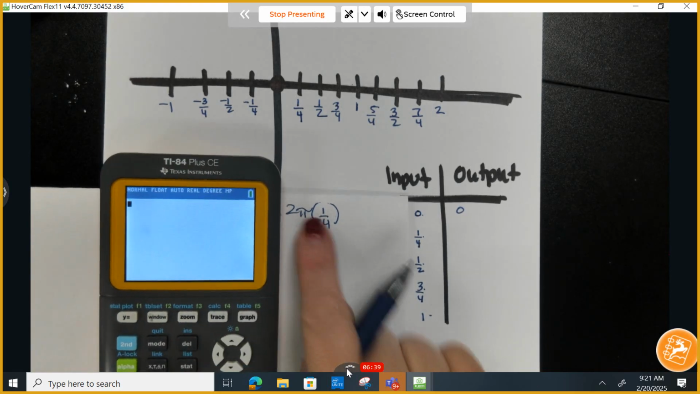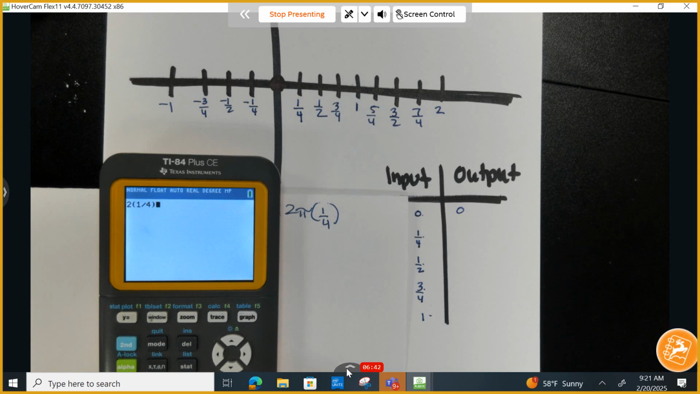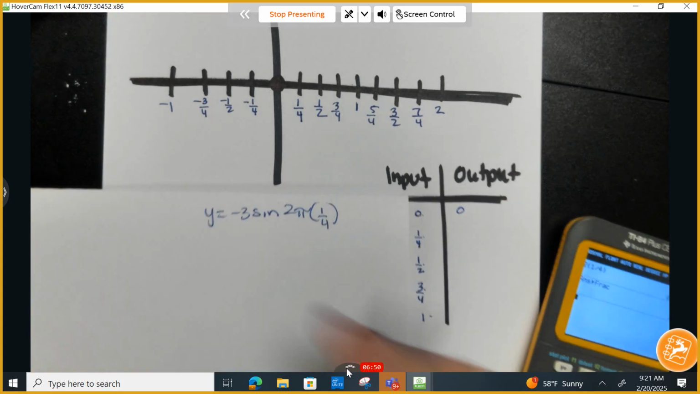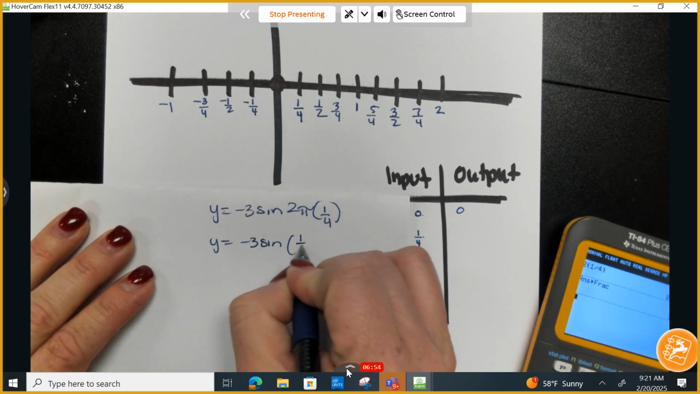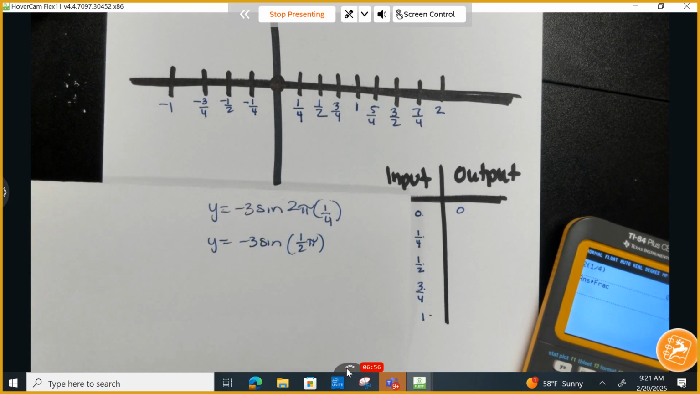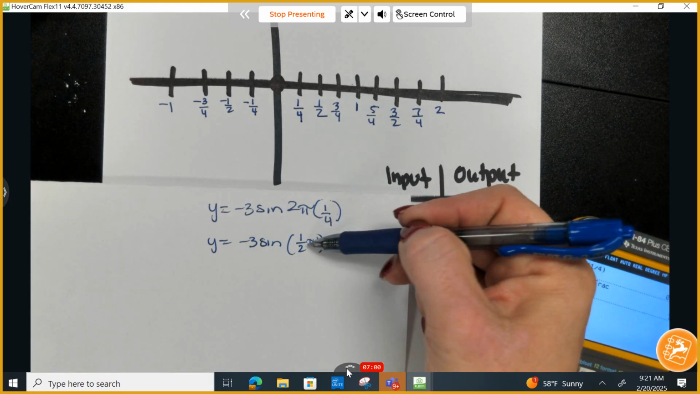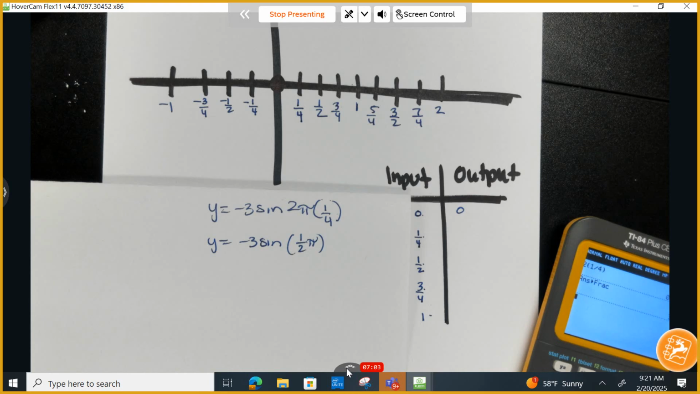Forget about there being a pi symbol. We're going to take 2 times 1/4. If I get a decimal, I'm going to turn it back into a fraction. Okay, so I get 1/2. So let me rewrite this. This is y equals -3 sine of 1/2, and now I attach the pi. So all I did is I took 2 times 1/4 on a calculator and simplified it. If you could do that in your head, wonderful. That really helps. What's next?